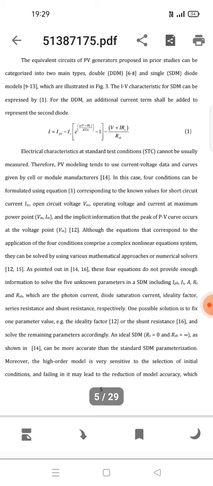Strictly, one possible solution is to fix one parameter value, such as the ideality factor or the shunt resistance, and solve the remaining parameters accordingly. In the ideal SDM, R_s is equal to 0 and R_sh is infinity, which has been shown to be more accurate than standard parameterization. However, the higher order model is very sensitive to the selection of initial conditions, and failing in it may lead to a reduction of model accuracy.